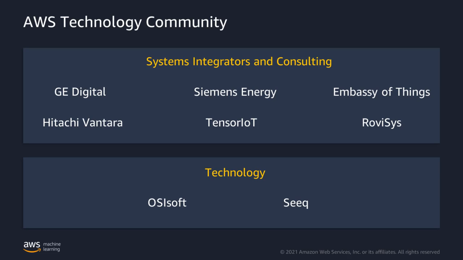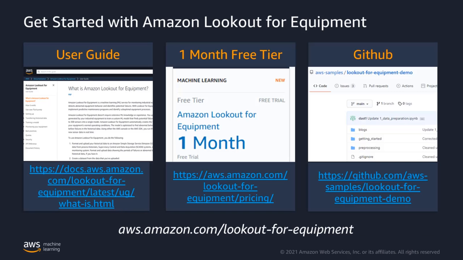And then lastly, for getting started with Amazon Lookout for Equipment, you can always go to the aws.amazon.com console and just search for Lookout for Equipment. That should land you on the product details page, and all of the information is there. We also have links listed out here where you can get access to the user guide, both in a PDF document or an HTML file.